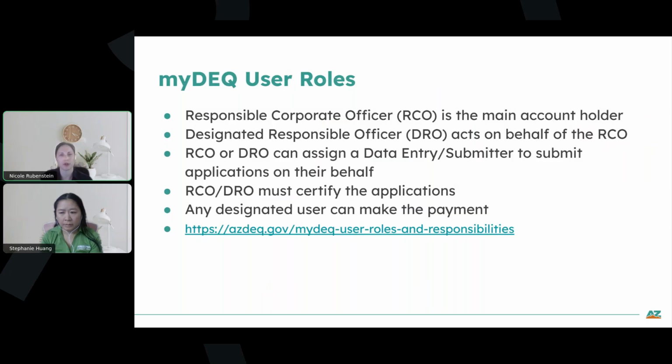So the RCO, the DRO, the engineer as data entry or submitter, any of those designated users can make the payment for the ATC permit. And then once those steps are completed, it'll be sent to us for review. I've also included a link that goes into more detail on some of those MyDEQ user roles and responsibilities.